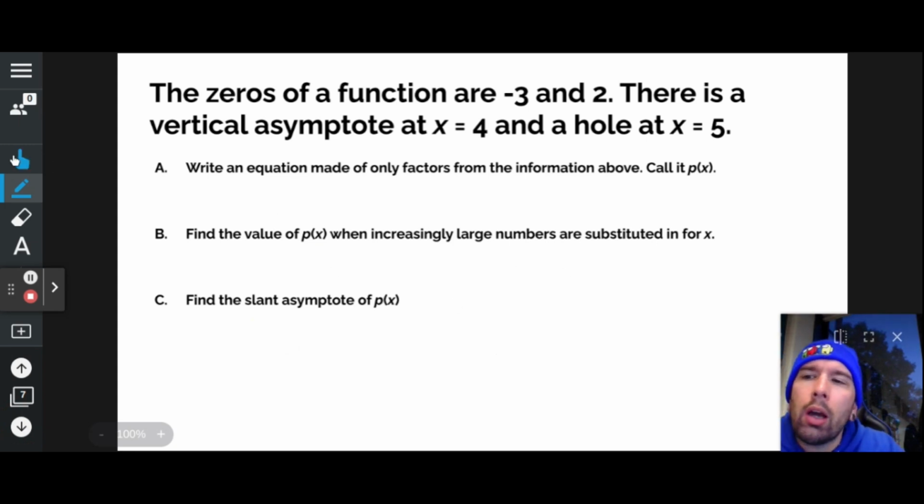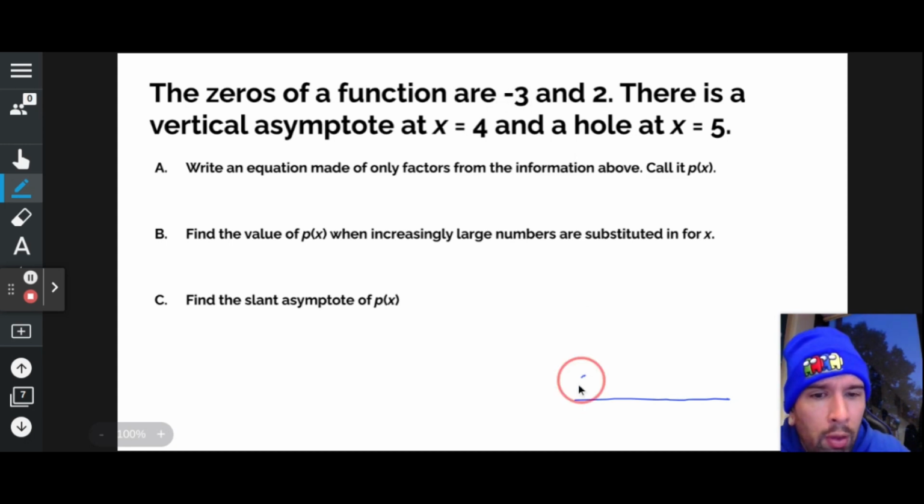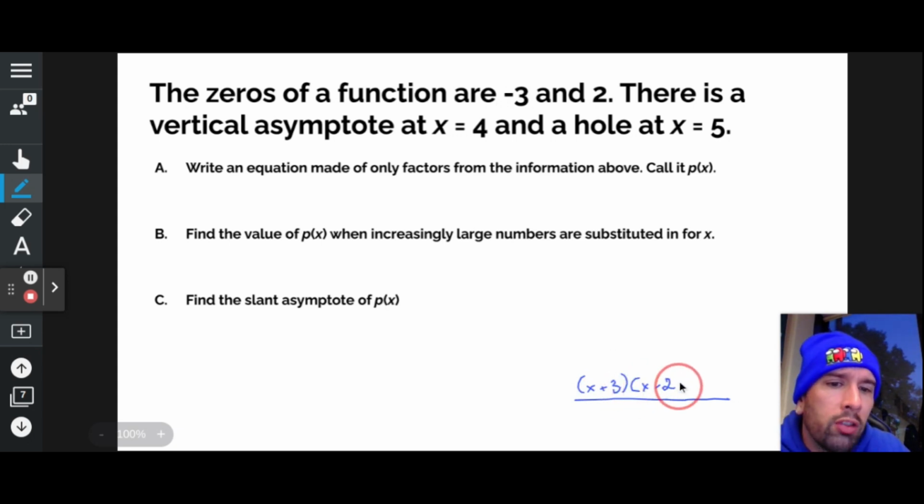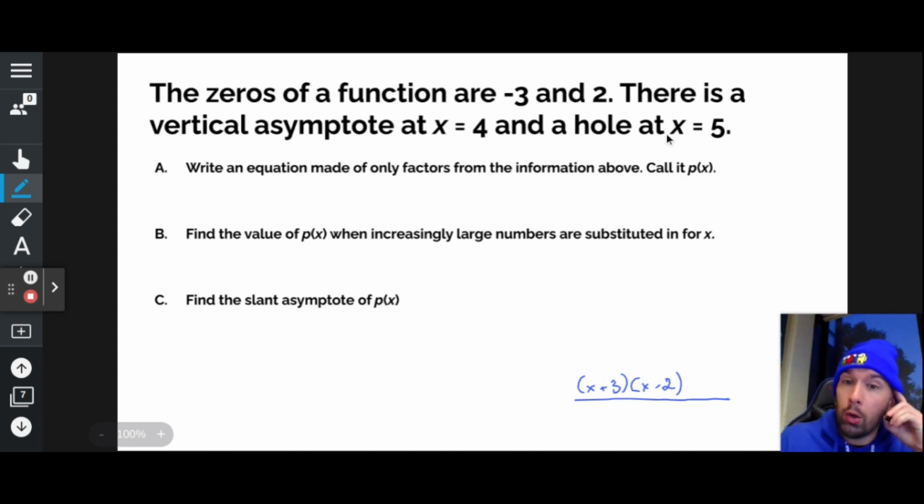All right. No calculator for this one, though. The zeros of a function are -3 and 2. There is a vertical asymptote at 4 and a hole at 5. All right. So zeros exist when the numerator doesn't have the same factor living in the denominator. So the numerator has factors where my zeros are -3 and 2. So that's going to be x plus 3, x minus 2. Since they're zeros, I'm not going to write them down here. We're not going to worry about multiplicity for this one.